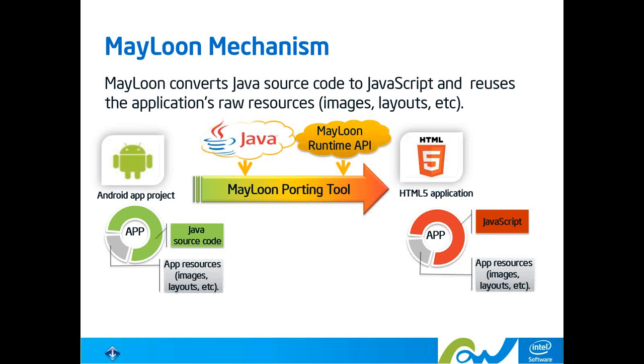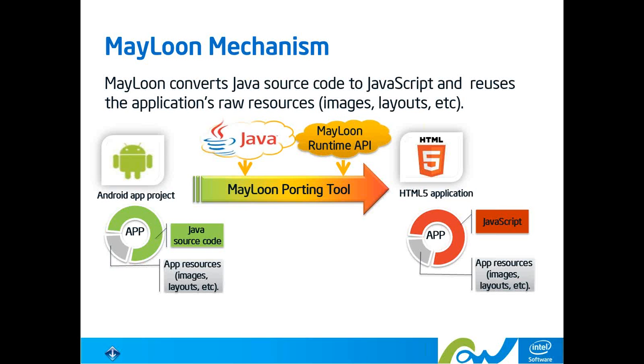It takes two inputs. One of the inputs is the Android application project, including the Java source code and the application resources, including images, layout files, and of course the Android manifest that each Android application has. And the other part of the input into the Mailong porting tool is what we call the framework runtime API. The Mailong runtime API is actually a subset of the Android framework APIs. But instead of being implemented in Java, the Mailong runtime API is implemented in JavaScript, right?